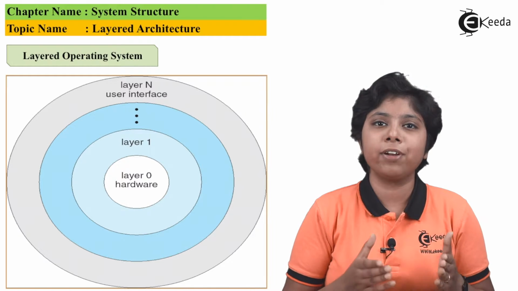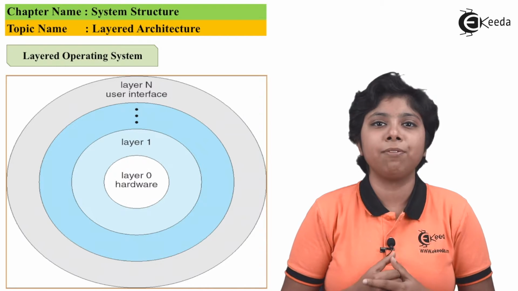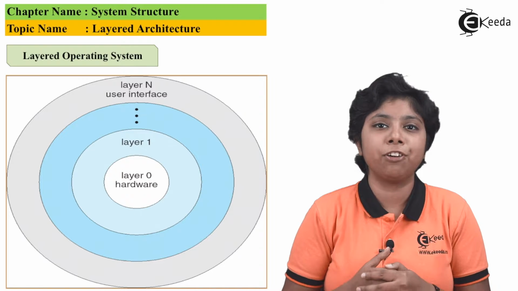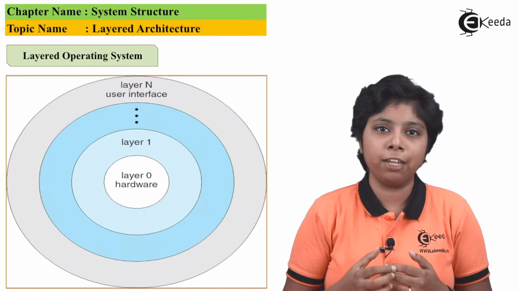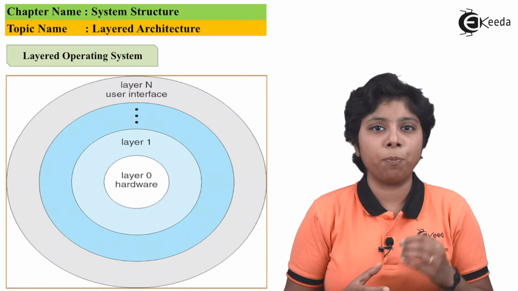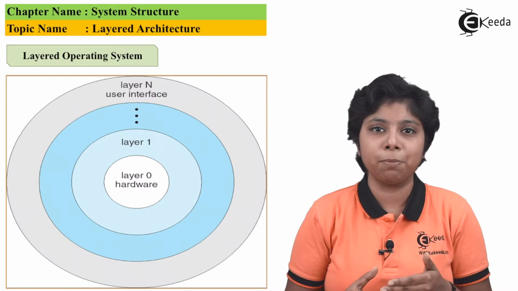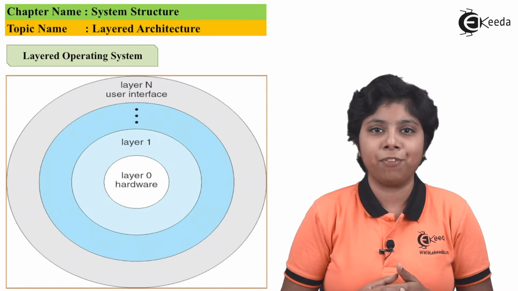Now, once layer 0 is debugged, layer 1 can be debugged with the help of the debugged layer 0, as we don't have to be concerned about layer 0. So if an error occurs during debugging anywhere, it is confined to that layer, because the previous layer is always debugged. This way, designing and implementation can be simplified.